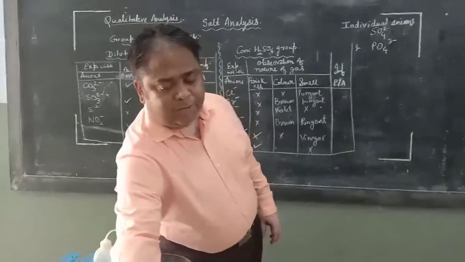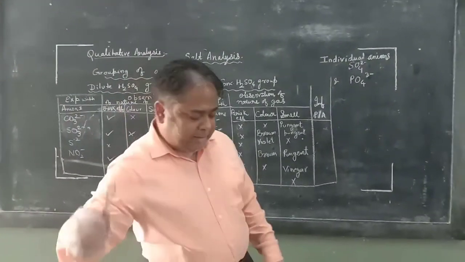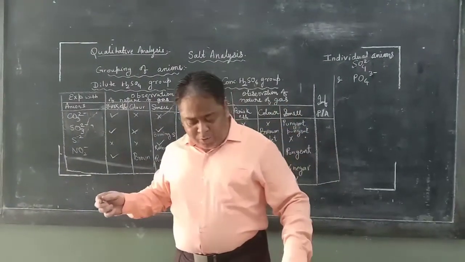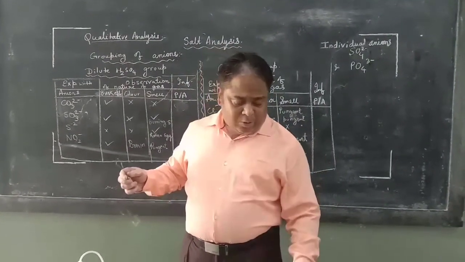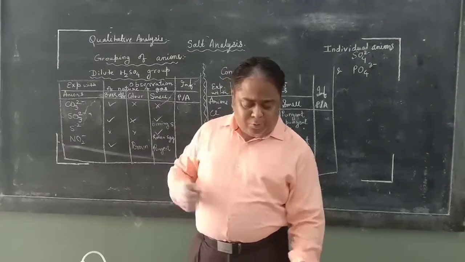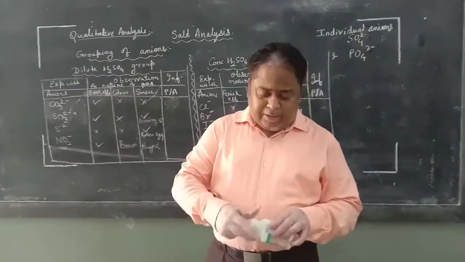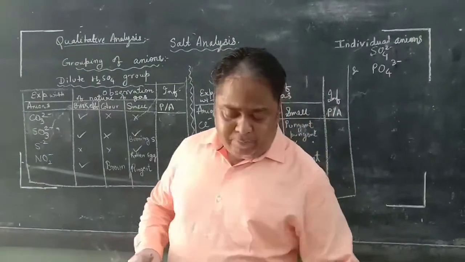So in this way you can differentiate between nitrate and nitrite. If an examiner asks you, you can give this example. That nitrate with dilute sulfuric acid and heat gives brown fume quickly, but nitrite takes lots of time for the same.